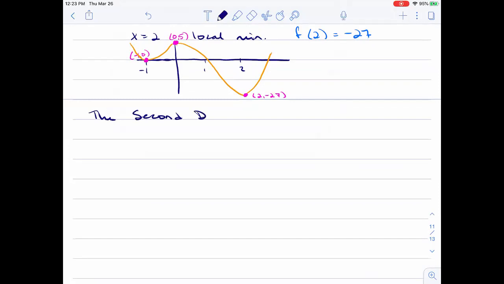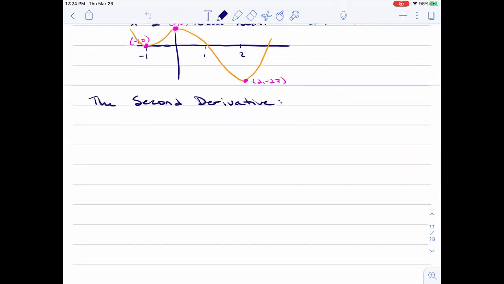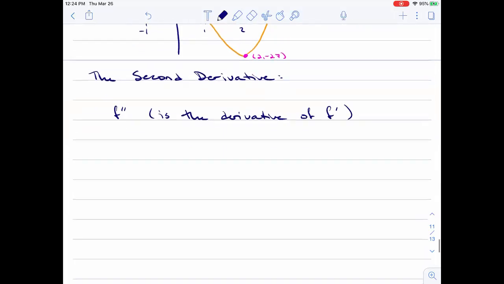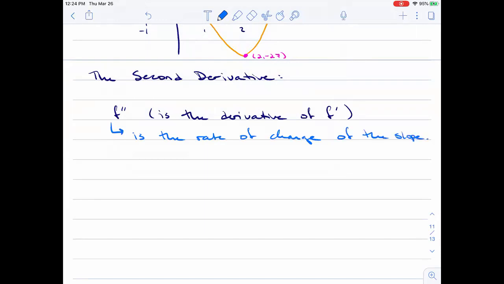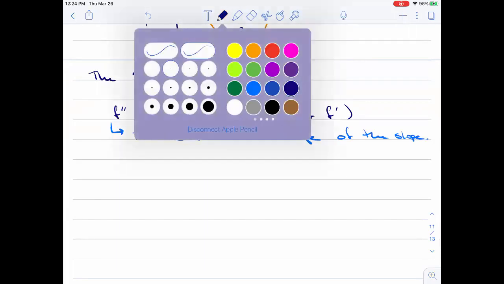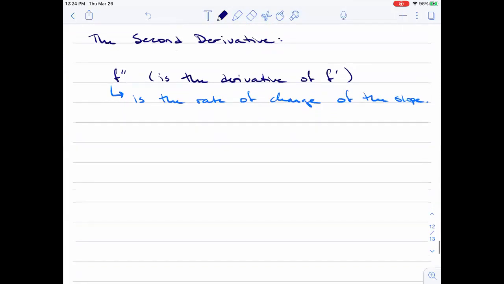The second derivative, remember f double prime, is the derivative of the first derivative. Another way that we could think about it is that f double prime, the second derivative, is the rate of change of the slope. And just something to keep in mind about the second derivative is we can use it to figure out if it's concave up or concave down.